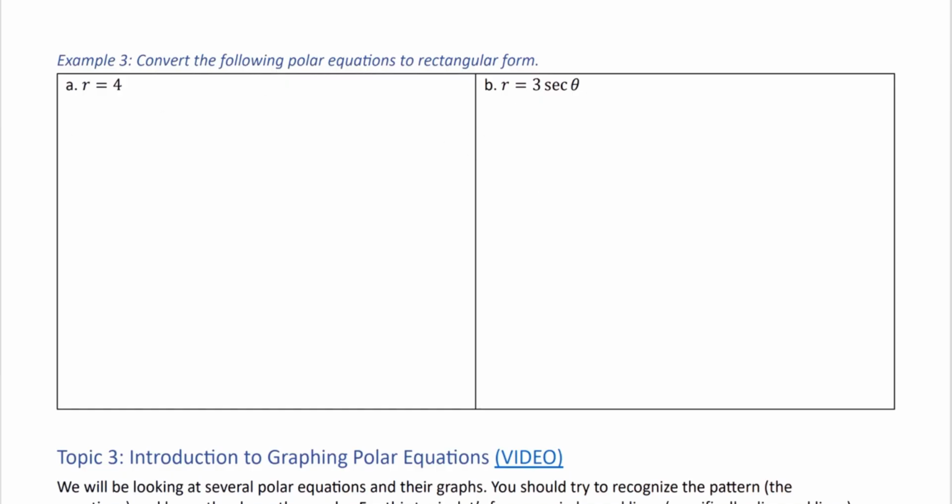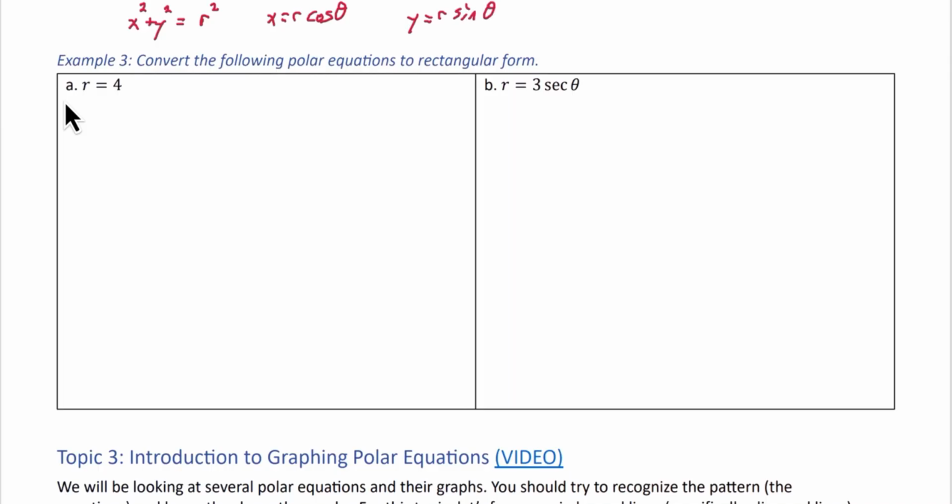And now we'll look at converting polar equations back into rectangular form. It can be helpful to recall some of the formulas that we use to do some conversions. Let's first talk about those. We have x squared plus y squared equals r squared. We also have x equals r cosine theta. And we have y equals r sine theta.